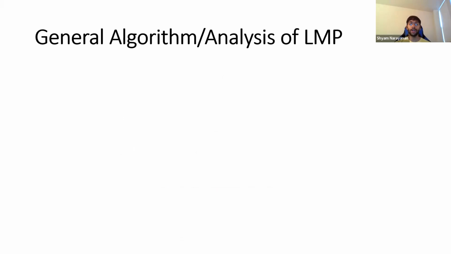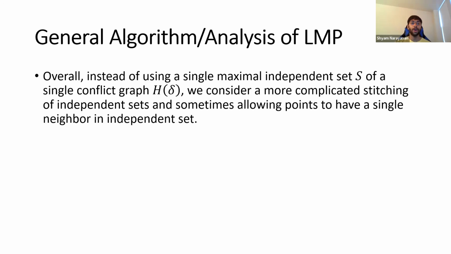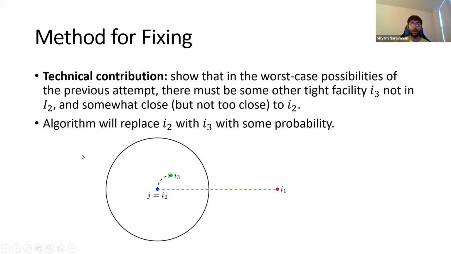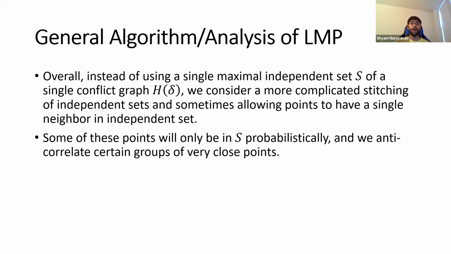So now let's describe how the general algorithm works. Overall, instead of a maximal independent set S, we will do some very complicated stitching of the independent sets and sometimes allow points to have a single neighbor in this independent set. So if we go back, we have these points I2 and I3, which would have neighbors in this conflict graph. We're not going to include both of them, but we'll include one of the points maybe. So some of these points will actually only be in S probabilistically.